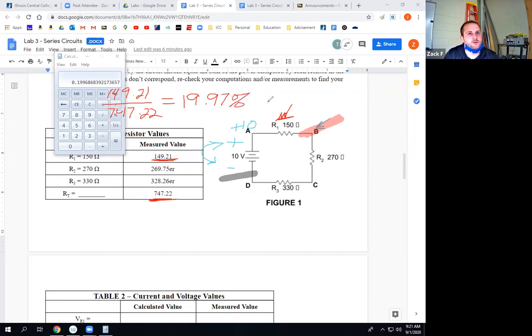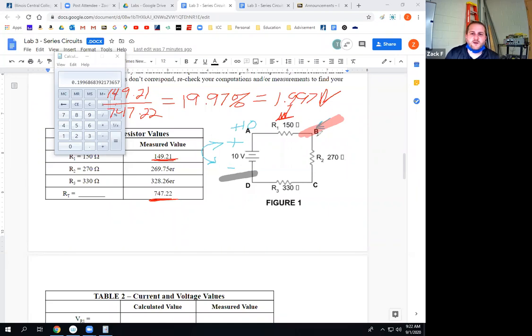So now what do I need to do? Multiply that by voltage. If I want to know how much voltage this thing's going to eat up, I'd multiply that times voltage. So 0.1997 times 10 equals 1.997 volts. So my resistor number one is going to eat up 1.997 volts.